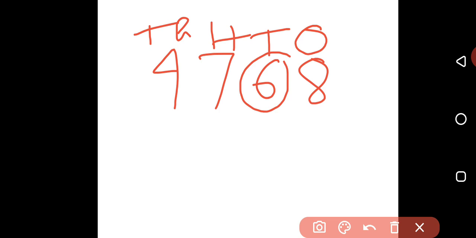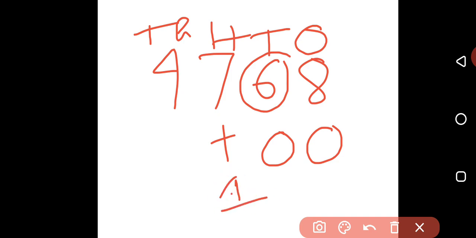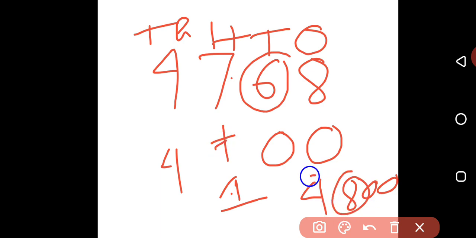So what will I do? I will place 0 in the tens place, 0 in the ones place, and add 1 to the digit of the hundreds place. The result will be 4,800. I add 1 to the digit of the hundreds place: 0, 0, 7 plus 1 is 8, and 4 will remain there. I think you have understood this one.